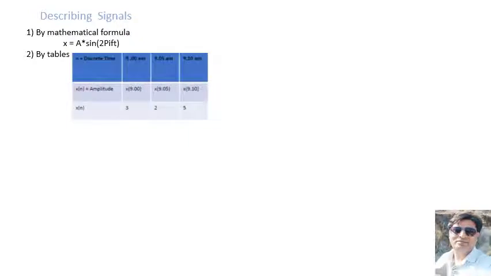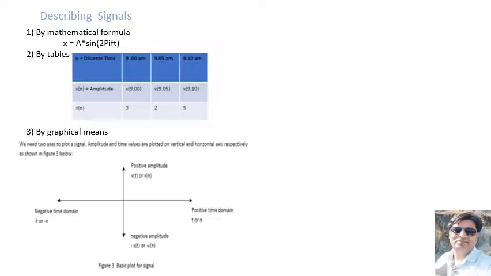The second way is by the use of tables, where we can list all of our values, one value for our x-axis and one value for our y-axis. The third is by graphical means. Here we have two axes for two-dimensional signals. One is the x direction and the second is the y direction. In the x direction we are plotting our time, whether continuous t or discrete n. In the y direction we are plotting our amplitude, continuous amplitude x(t) or discrete amplitude x(n).